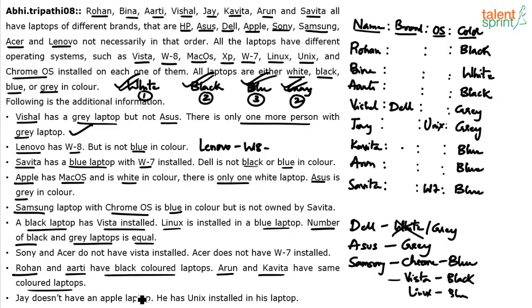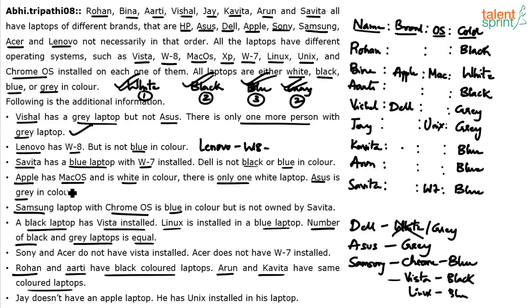Okay, so one reading of all the statements is done, and we have got this much. We have been able to fill this. Now we'll have to fill the gaps. I think all the colors are done. Only brands and OS have to be fixed. Now one thing is very clear, right? Apple has Mac and white. Since there is only one white, I can say Beena has got Apple and the OS is Mac, of course. So one line is closed. Beena's brand, OS and color are closed.